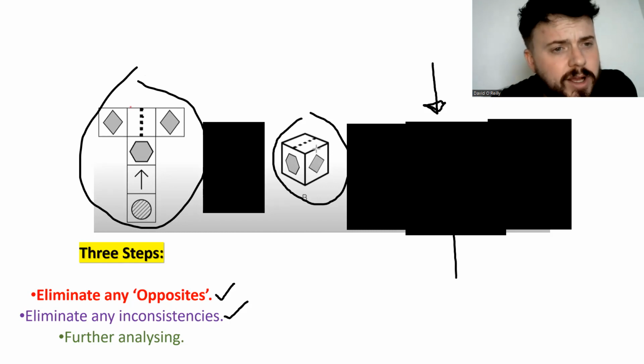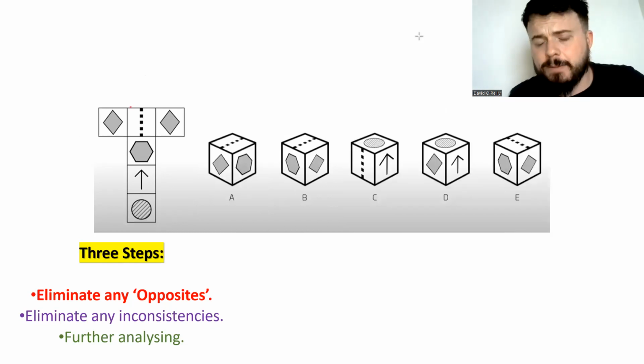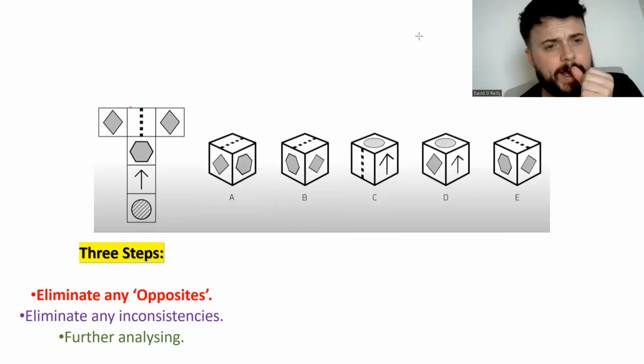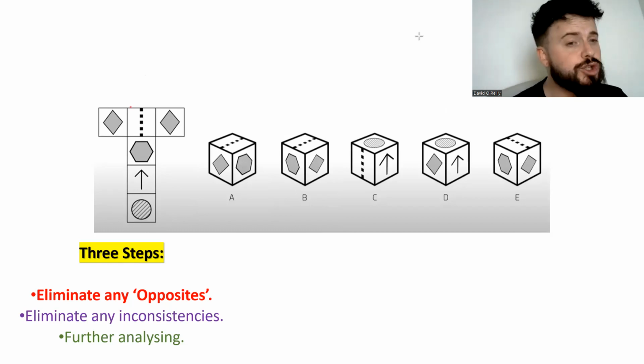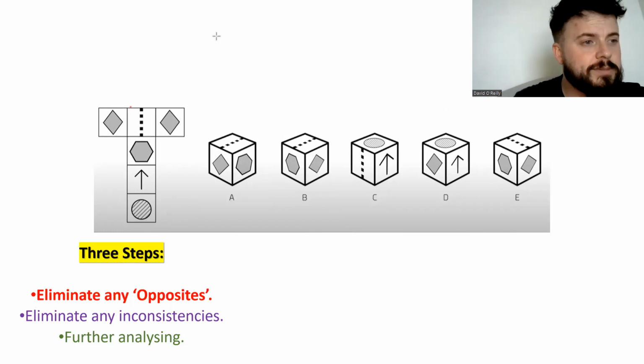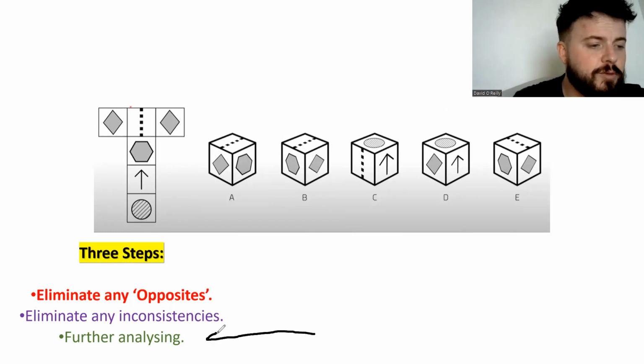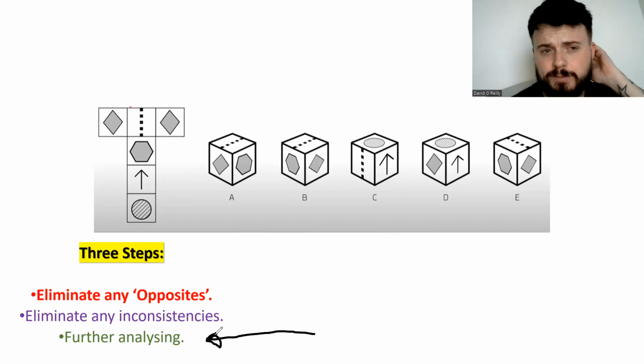Now, remember one thing. With many types of net and cube questions, you can eliminate most of the answers just by the first 2 steps. You do have to work harder sometimes. If you get to step 3 and you've got more than one option left, you do have to put the effort in. We do have to work hard with these question types. They're not going to be easy.